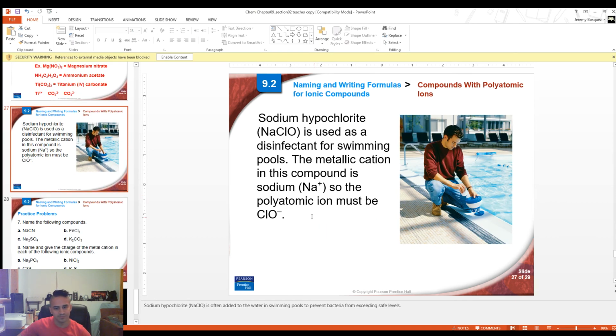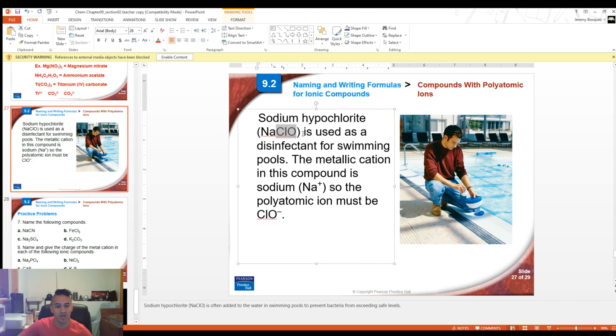Okay, the last slide here just shows one more example of a compound with a polyatomic ion, sodium hypochlorite. That is bleach. Okay, bleach is a common name. Obviously, if you hear the word bleach, that doesn't really tell you what's in it, but sodium hypochlorite is the formal name for bleach. It's a sodium ion bonded to a hypochlorite polyatomic ion.